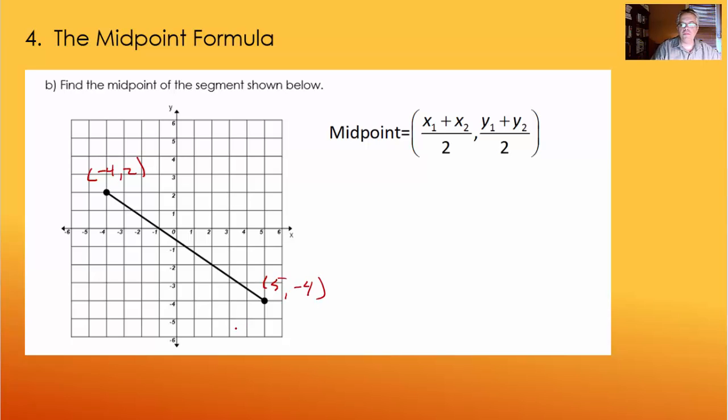All right, to find the midpoint, now that I have the coordinates, I can do exactly what I was doing before. Negative 4 plus 5 over 2. Add the x's and divide by 2. Then add the y's and divide by 2. So that's going to be 1 over 2, which is a half, or 0.5. And 2 plus negative 4 is negative 2, divided by 2 is negative 1. So (1/2, -1) is right here. And sure enough, that's exactly in the middle.